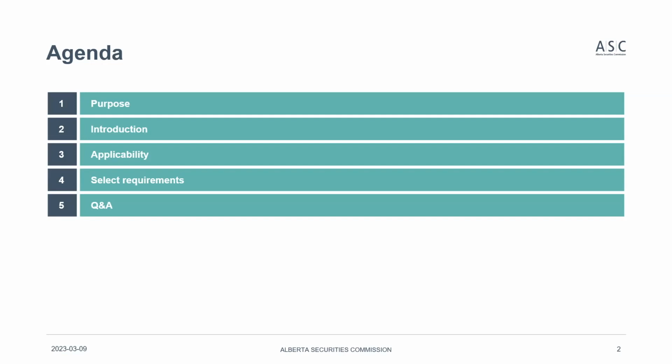With our agenda here, I'm going to have a brief purpose that gives a little bit of background as to why we're doing this today. Then an introduction to get everybody up to speed on the context. Then we're going to talk about the applicability of NI 51-101. Then we'll go through select requirements of 51-101, broken up into general requirements and then specific annual requirements. And then we're going to have a Q&A.